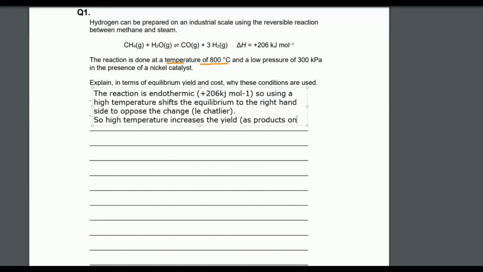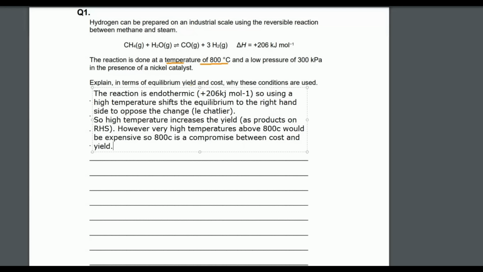And how are you going to do that? You're going to move to the endothermic side, the side that takes in heat. So yeah, high temperature, good stuff. We're going to get a high yield because it's going to shift the equilibrium position to the right. However, now we need to consider the cost aspect. High temperatures cost, so 800 degrees is a compromise. Why not use 1500 or double that, 1600 degrees? Well, because we also have to consider cost, and the higher the temperature, the higher the cost.